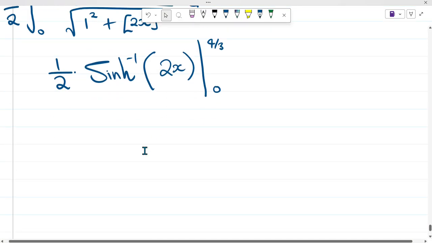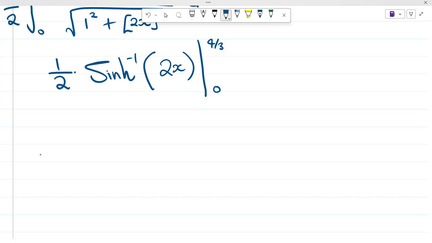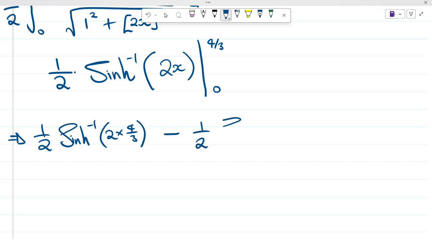Then I just substitute there. We're just gonna substitute our limits there. We're gonna have 1 over 2 inverse hyperbolic sine of 2 multiplied by 4 over 3, minus 1 over 2 inverse hyperbolic sine of 2 multiplied by 0. So 2 multiplied by 0 is the same as 0. Then we find out what our answer is.